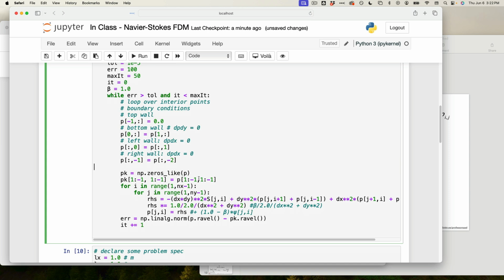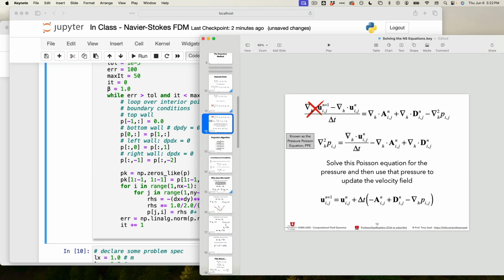pk value, and you had this loop. Now, there was a typo. There was a mistake that I committed in those slides. I was missing a negative sign in front of the source term. So let me show you the slides and show you where that mistake was. And I will update the slides and just upload everything.